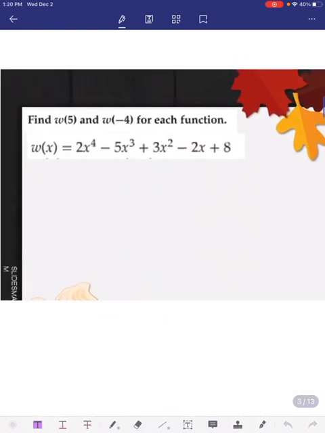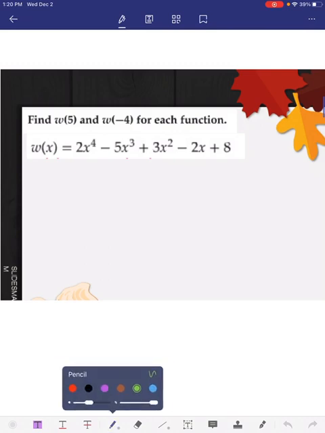So first, let's start by evaluating some functions. So remember, we are looking at polynomials. So in this case, it's going to be w of x. So remember that the letter in front is the name of the function, and then the variable inside of the parentheses tells you what variable it's in terms of. So a lot of times we'll see f of x, but we can also see g of x, r of x, r of t, whatever the two variables are. That's how we label the function. So in this case, we're wanting to find w of 5 and w of -4.